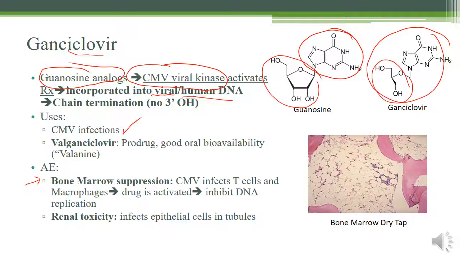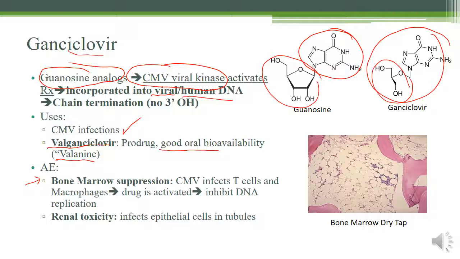It also has another variant, just like the Acyclovir. It has Valganciclovir, which you can probably guess by now is a prodrug that has a valine on the end of it. And it also has a similar effect as Valacyclovir in that it has very good oral bioavailability. So you can give this to patients as an outpatient treatment.